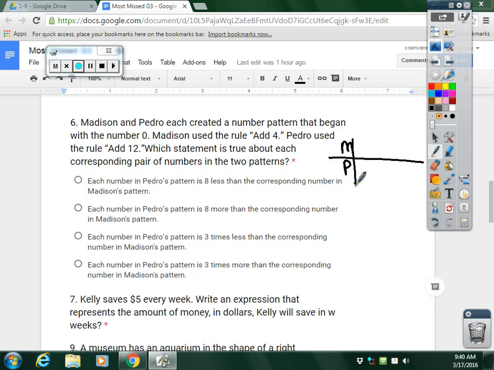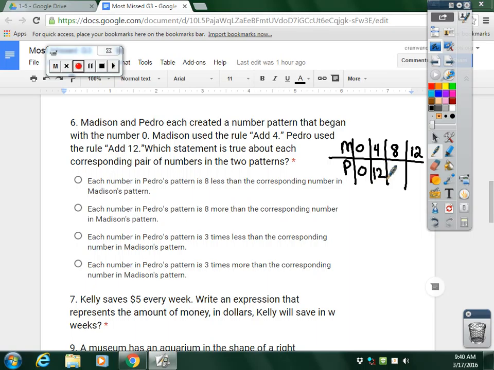Madison and Pedro each created a number pattern that began with the number 0. I wonder how many of you actually took the time to make a table here. Madison used the rule add 4. So I'm going to start with Madison. 0 plus 4 is 4, 4 plus 4 is 8, 8 plus 4 is 12. Pedro used the rule add 12.